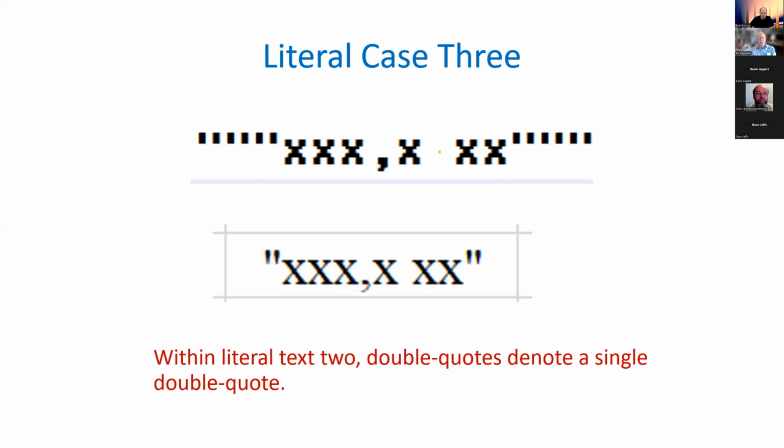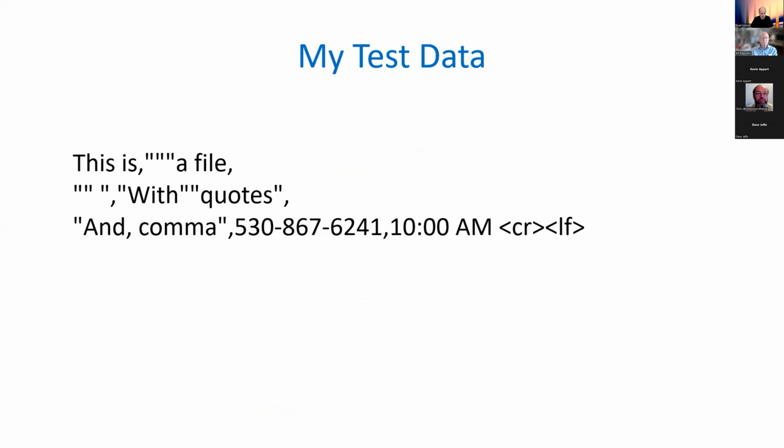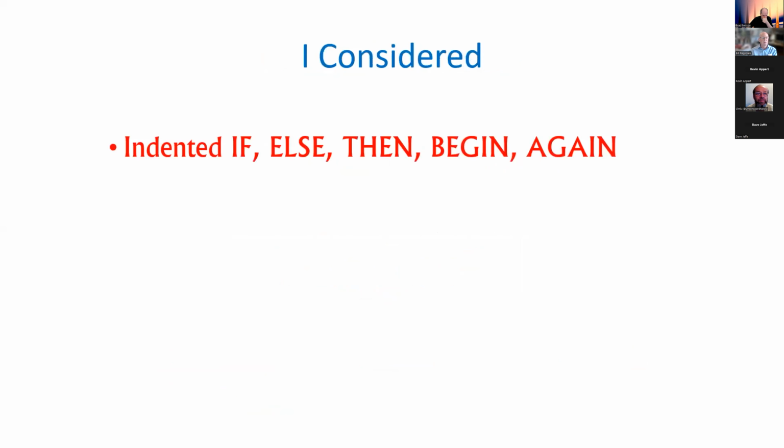And finally, here is a more extreme case. This is an element that begins with double quotes and contains one of the reserved characters in the middle. So in this case, we have 3 quotes in a row, which means literal string, a double quote, and then the balance of the string ending with a double quote and a delimiting character. So I made up this test data. It said this is a file with quotes and a comma, phone number, and a time. And this illustrates the cases above.